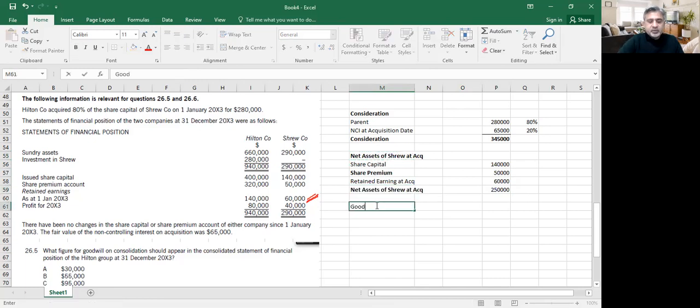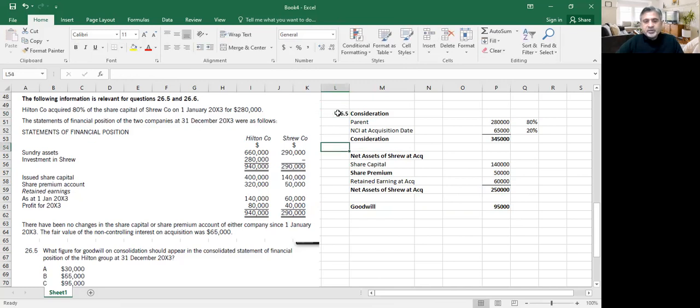And here comes the goodwill. Very simple thing. You take 345 minus 250, so you get 95,000 in goodwill. Somebody got this answer and that answer was correct. It is 95,000. This is your question number 26.5.